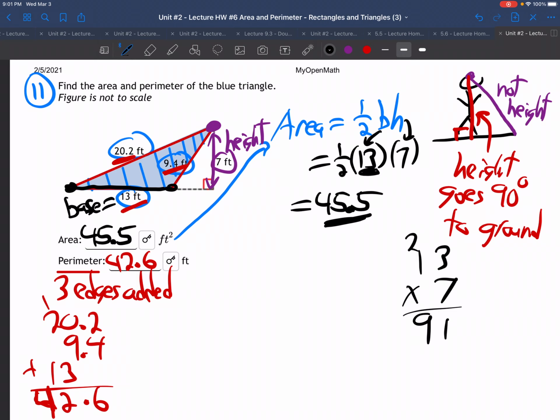So again, the trick is, what is base, what is height? Base is on the ground, 13. And height is straight down from the tip top to the ground. That's why they showed us that 7, because we needed the height of that triangle. So be clear, base and height are at 90 degrees. Height goes 90 degrees to the ground. Base and height are at 90.